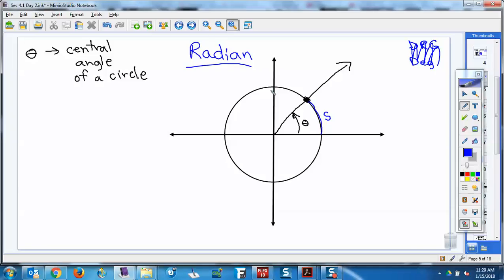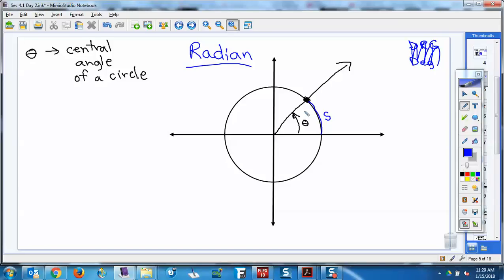And as you go around the circle, that length increases. Okay? So the measure of the angle, we can think of it in degrees, where 360 degrees is all the way around. We can also think of it in terms of arc length as the angle. And that has a number of advantages in real life applications.